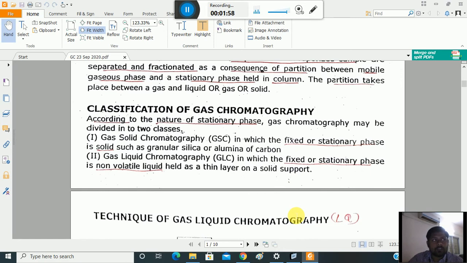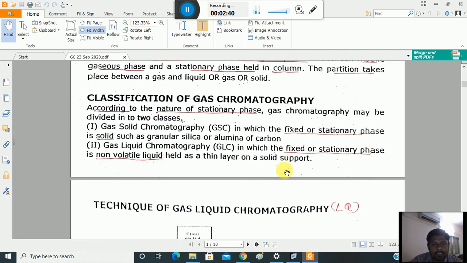The classification of gas chromatography. Okay, so according to the nature of the stationary phase, gas chromatography may be divided into two parts, that is gas solid chromatography and gas liquid chromatography. As their names suggest, here gas is the mobile phase. Okay, so the second term, that is solid and liquid, stands for the stationary phase. In gas solid chromatography, solid is the stationary phase, while in gas liquid chromatography, liquid is used as the stationary phase. Okay, so that is the basic difference between GSC and GLC.